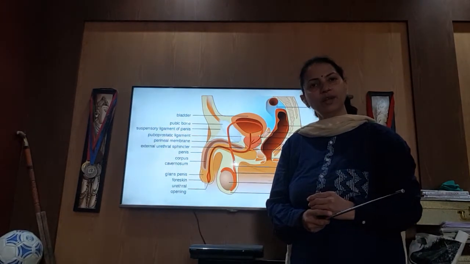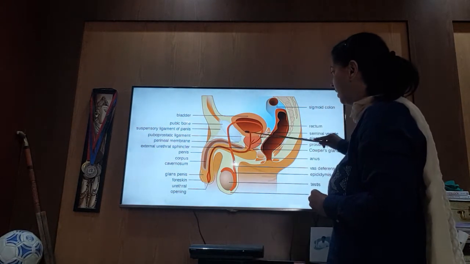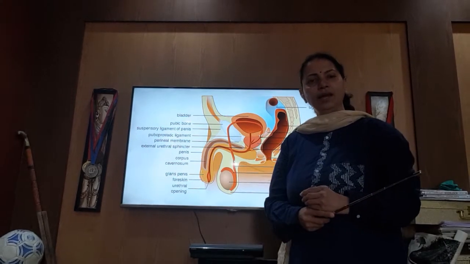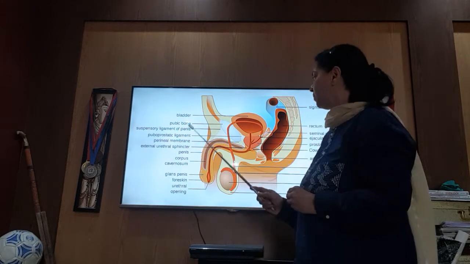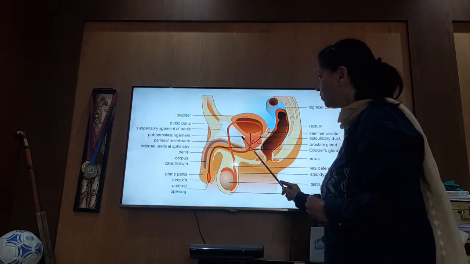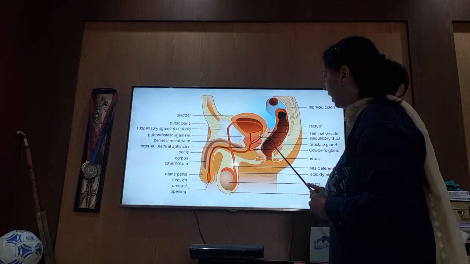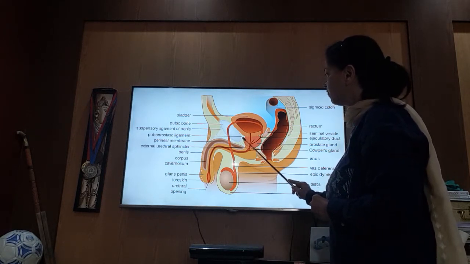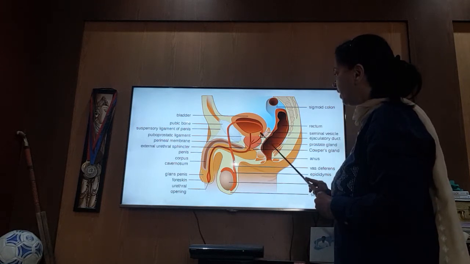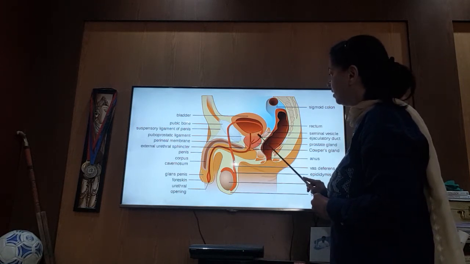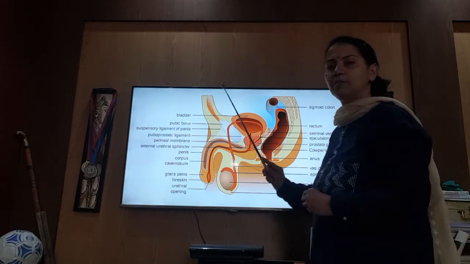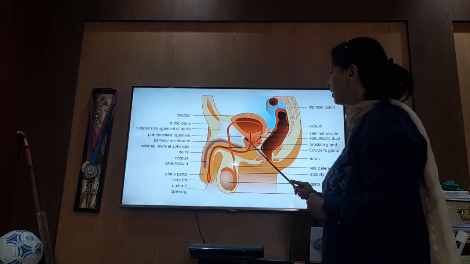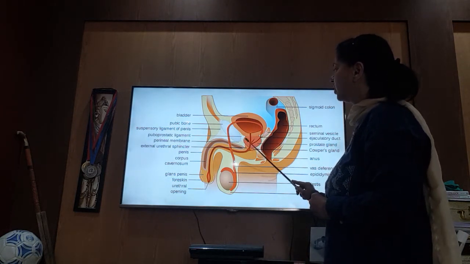So first of all, where is it situated? It is situated in the lesser pelvis, below the bladder, and it is present between the lower part of the pubic symphysis, this is the pubic symphysis, and this is the ampulla of rectum. So it is between the lower part of symphysis pubis and ampulla of rectum, and it is around the neck of bladder. From its shape you can see it is inverted cone-like in shape.